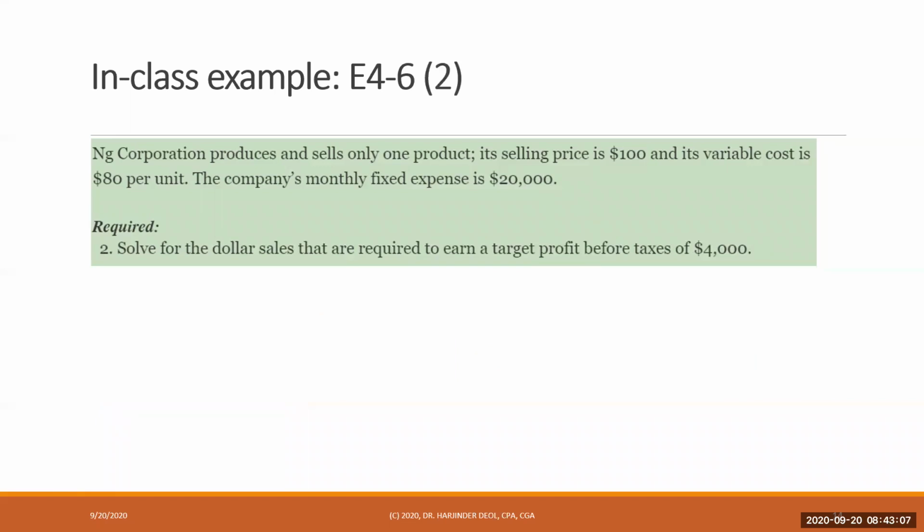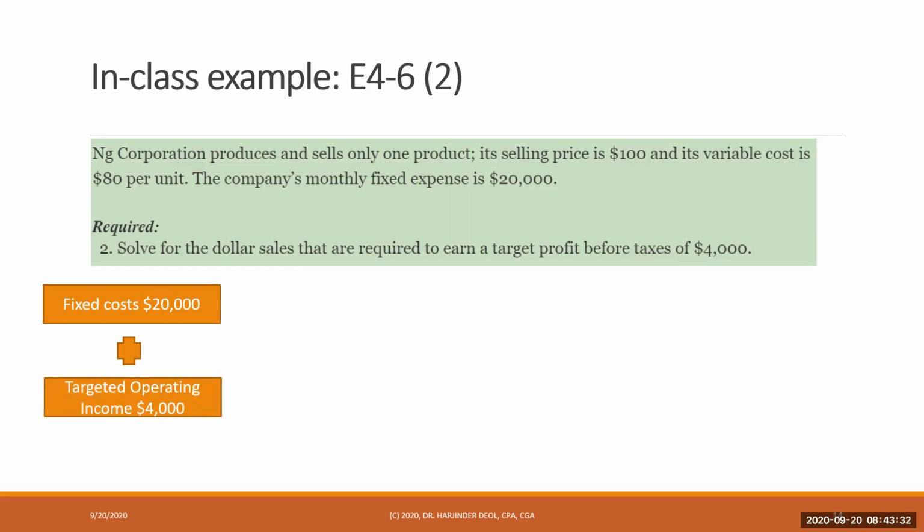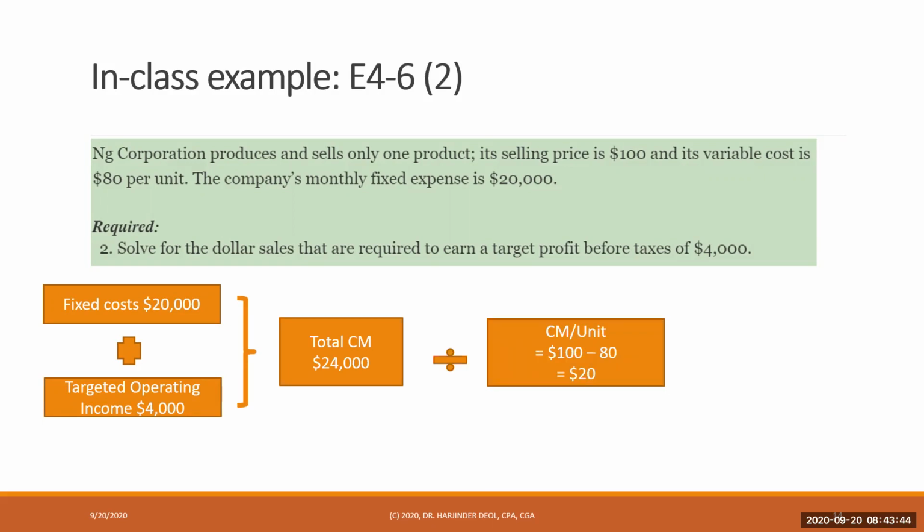Next part, same facts. Solve for the dollar sales that are required to earn a target profit before taxes of $4,000. So again, it's before tax profits. So in order to get there, the company must recover fixed costs of 20,000 plus the targeted income of $4,000. Added together, we get targeted total contribution margin, $24,000. Each unit brings in $20 of contribution margin. So the number of units to be sold is 1,200.